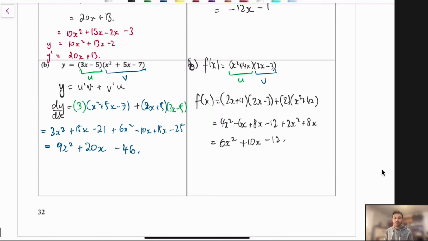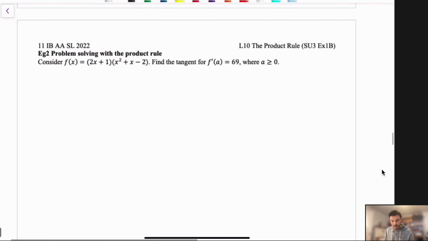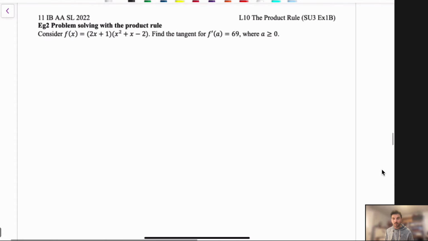In the next video, we're going to be, oh no, we can just keep going. We're going to be looking at problem solving with the product rule. Okay, so here we go, problem solving with the product rule. Consider this function here, find the tangent for f dash of a is equal to 69, where a is greater than or equal to 0.